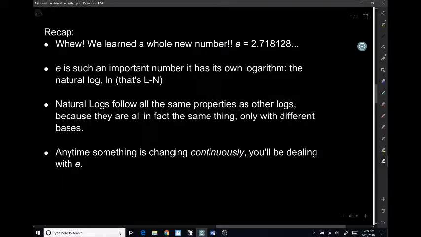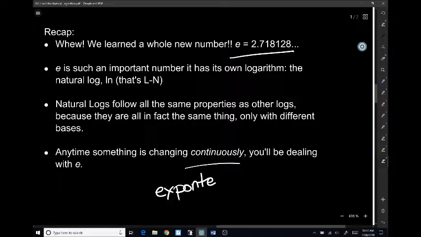We learned a new number, which is e. Pretty crazy. It's an important number that has its own logarithm, the natural log, which is ln. Natural logs follow the same properties as other logs because they're all in fact the same thing with different bases. And anytime something is changing continuously but exponentially, that's a tough word to spell. If something's changing continuously and exponentially, you'll be dealing with the number e.